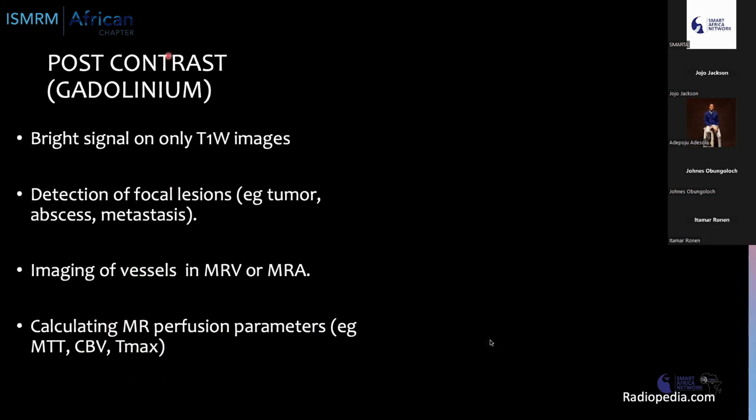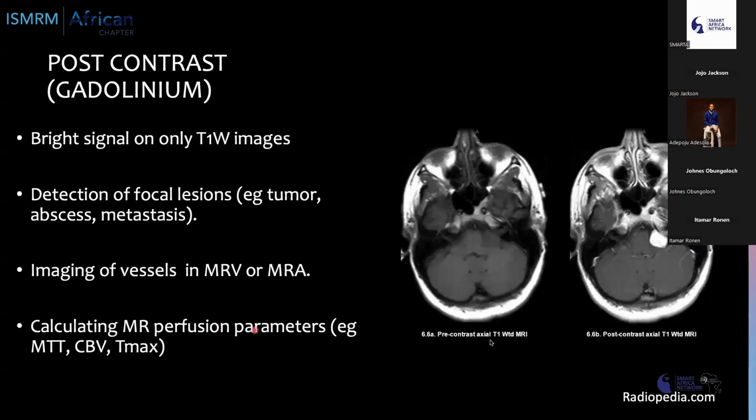And the post-gadolinium images show us bright signal on T1 images, and it helps us to detect focal lesions such as abscesses, tumors, metastases. It's employed in the venogram and angiogram of the MRI of the brain, and in advanced cases can be used in evaluating the parameters of MR perfusion.